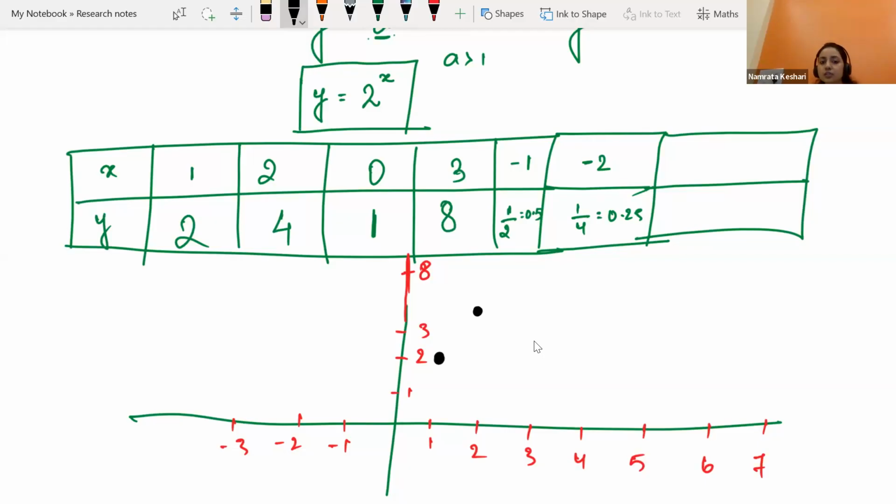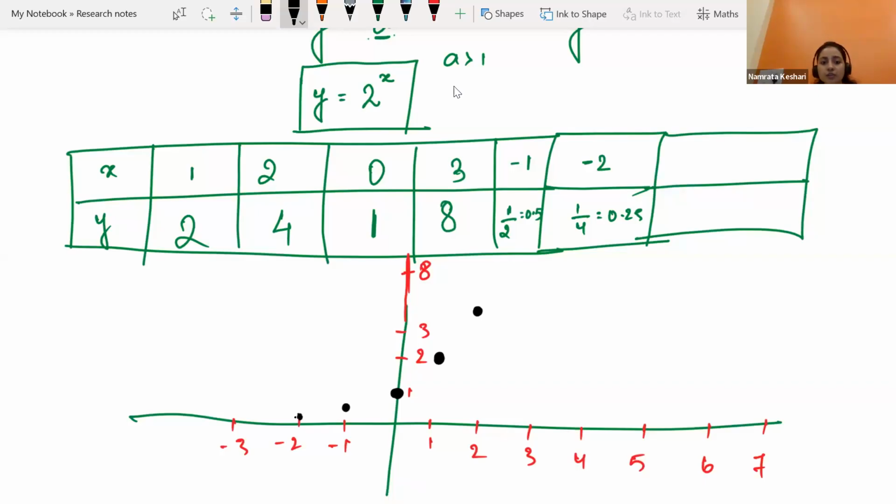Next is x is 0, y is 1, somewhere here. Right? After that, x is minus 1 and y is in between 0 and 1. That is this, somewhere here. Right? Yes. And x is minus 2. It is just over here. Right, Fatima? Yes.